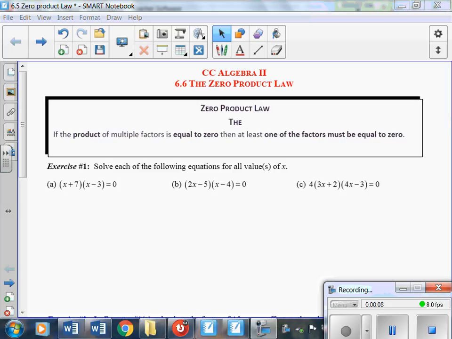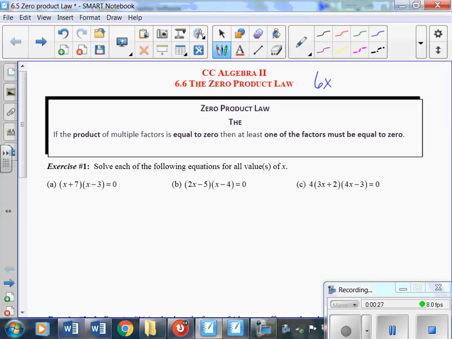Now, this is something that is introduced to you in Algebra 1 and should not be new to you. Basically it says if the product of multiple factors is equal to 0, then at least one of those factors must be equal to 0. Well, that makes sense, right? So if I said something like 6x equals 0, well, you know 6 isn't 0, so you know x has to be 0, because we know the product of any two numbers that equals 0, one of them has to be 0.